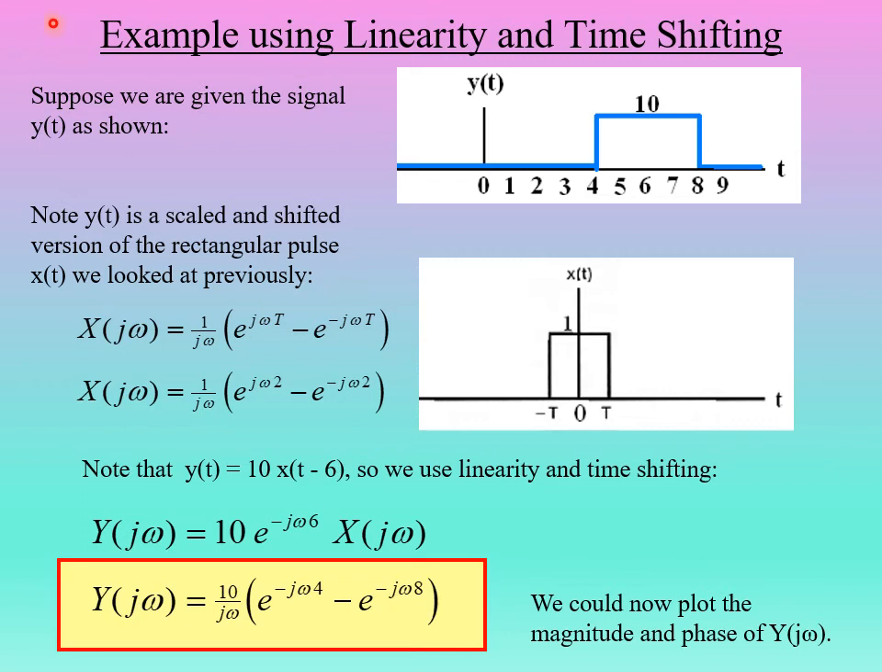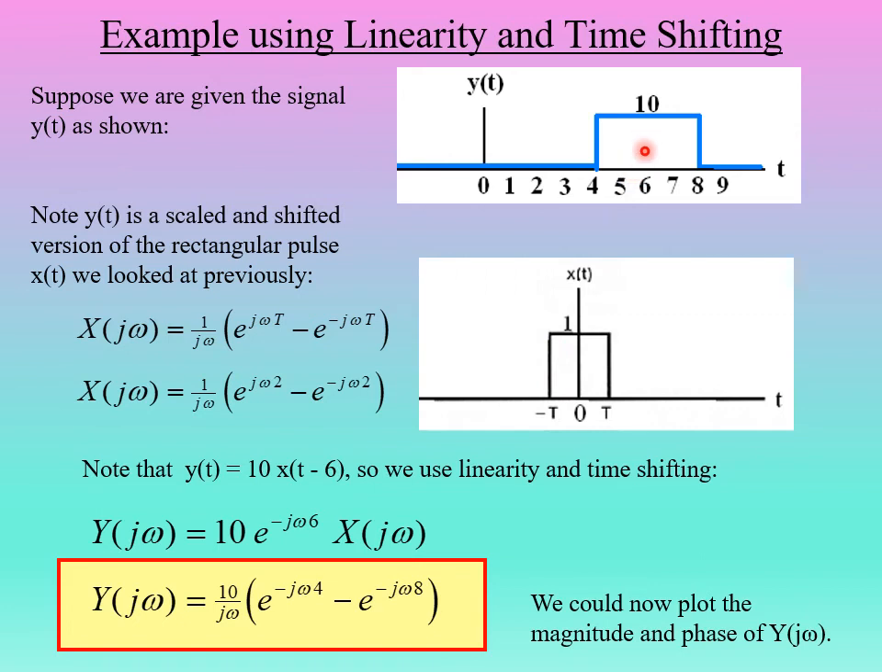Here's an example that uses both linearity and time shifting. So suppose that we're given a signal y of t that looks like this. So it's sort of a rectangular pulse, but it's not centered around 0. Notice it starts here at 4 seconds and it ends up here at 8 seconds, and it has a value of 10. So this is a scaled and shifted version of this rectangular pulse right here.